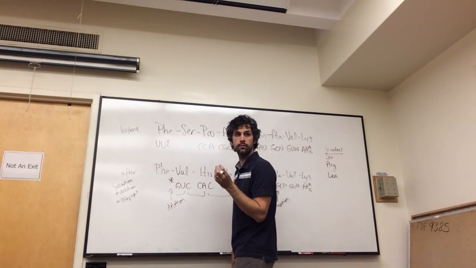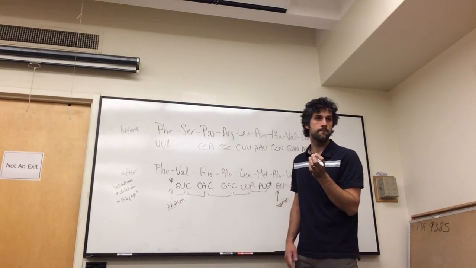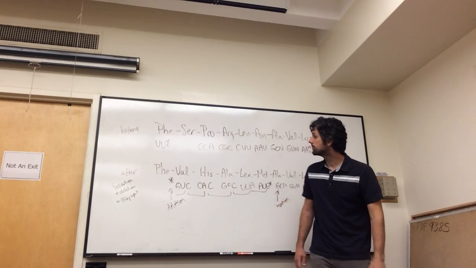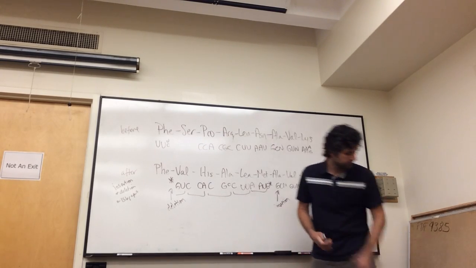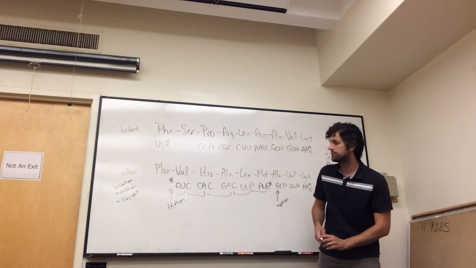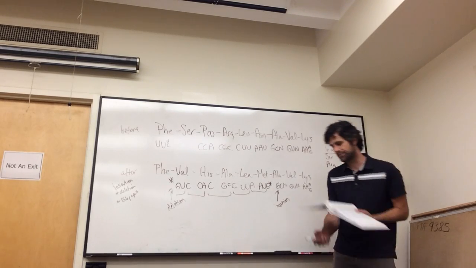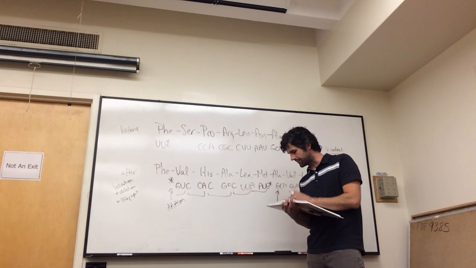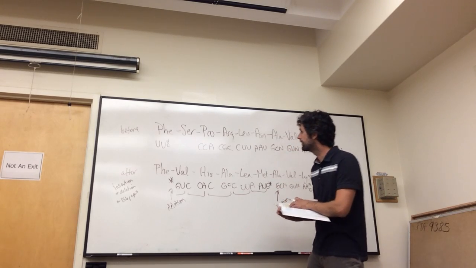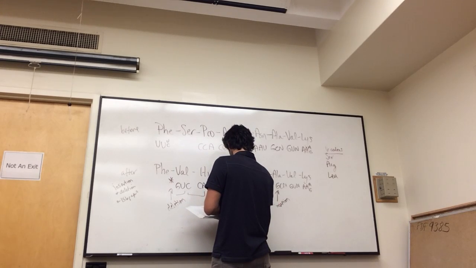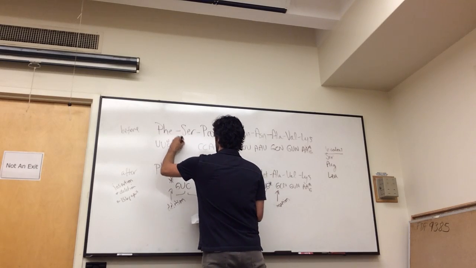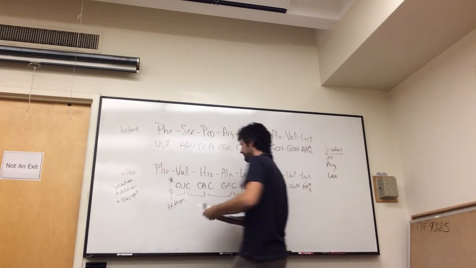Serine originally? AGU. What's that? AGU. There's 6 possibilities for serine, but for the GU it's only AGU. Was the original UCC? AGU. Right here. Thank you. Okay, great.